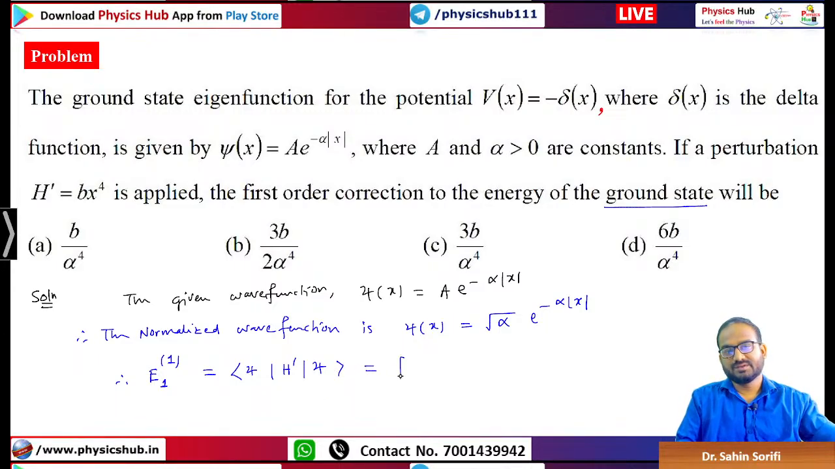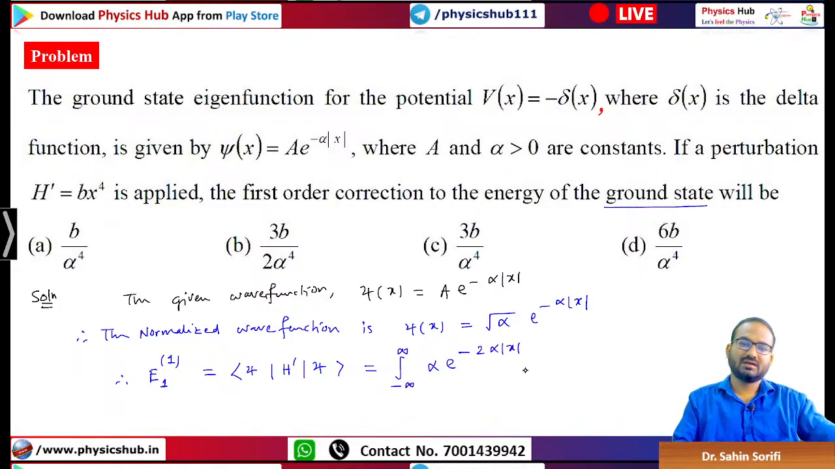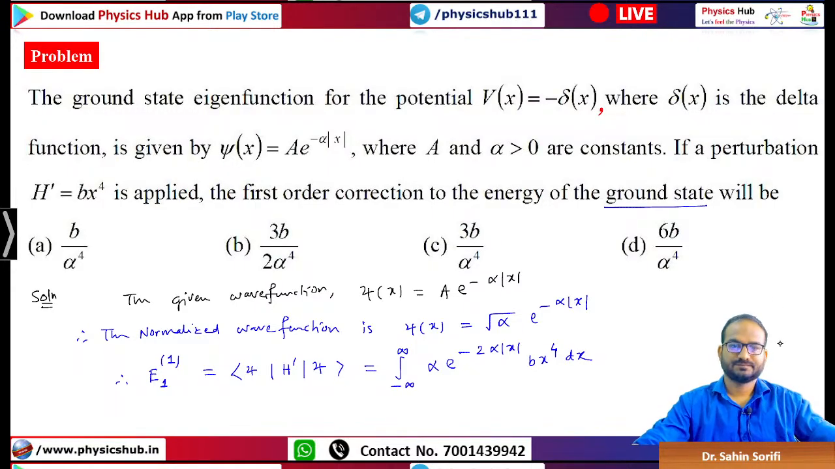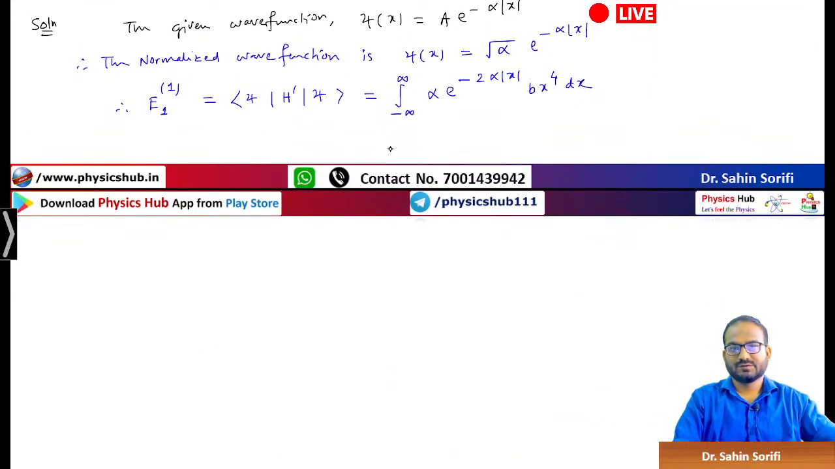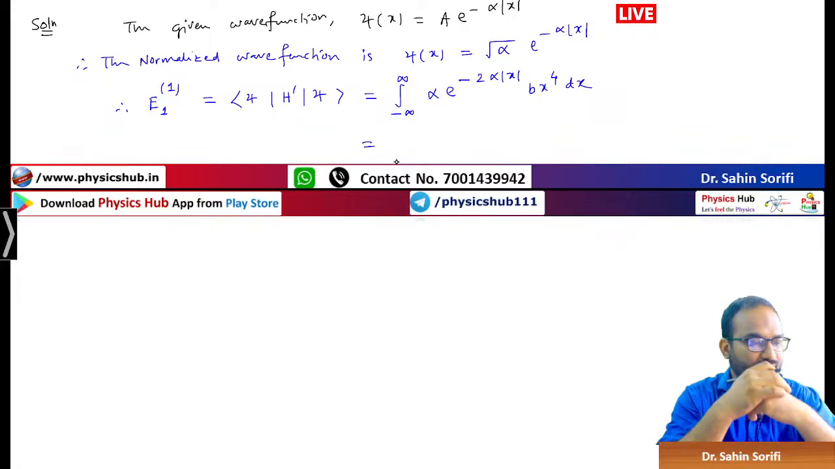So this is nothing but the integral from minus infinity to plus infinity. Psi star and psi are the same, so it is alpha times e to the power minus 2 alpha mod x, and H prime is b x to the power 4 dx. So this is how much? Could you calculate this?